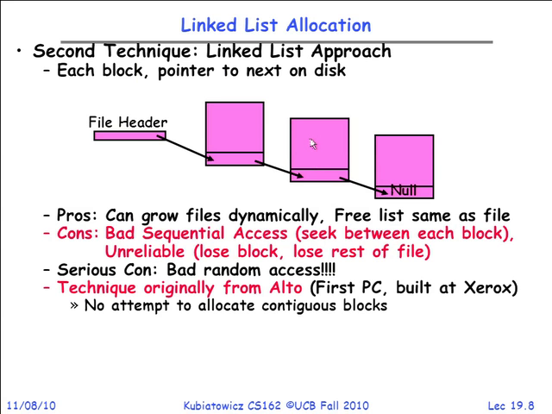This was actually used in the original Alto. And does anybody remember why they know the Alto? I told you about the Alto earlier in this class. Yes. Yeah, this was the first PC with mice and windows. Okay? And by the way, they didn't even bother trying to allocate contiguous blocks. Okay? It's sort of what you saw is what you got.